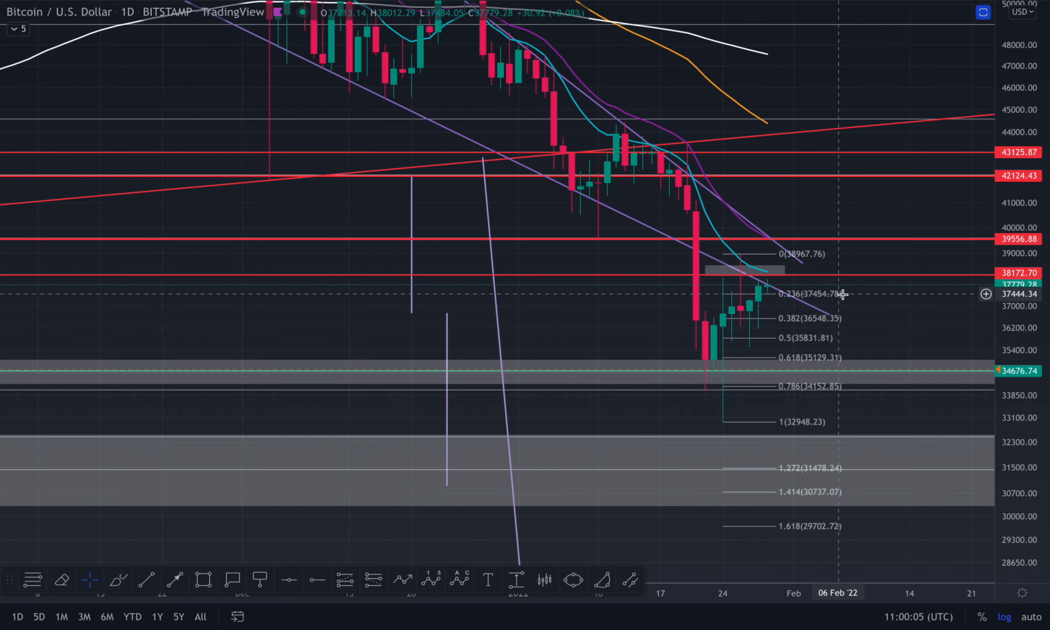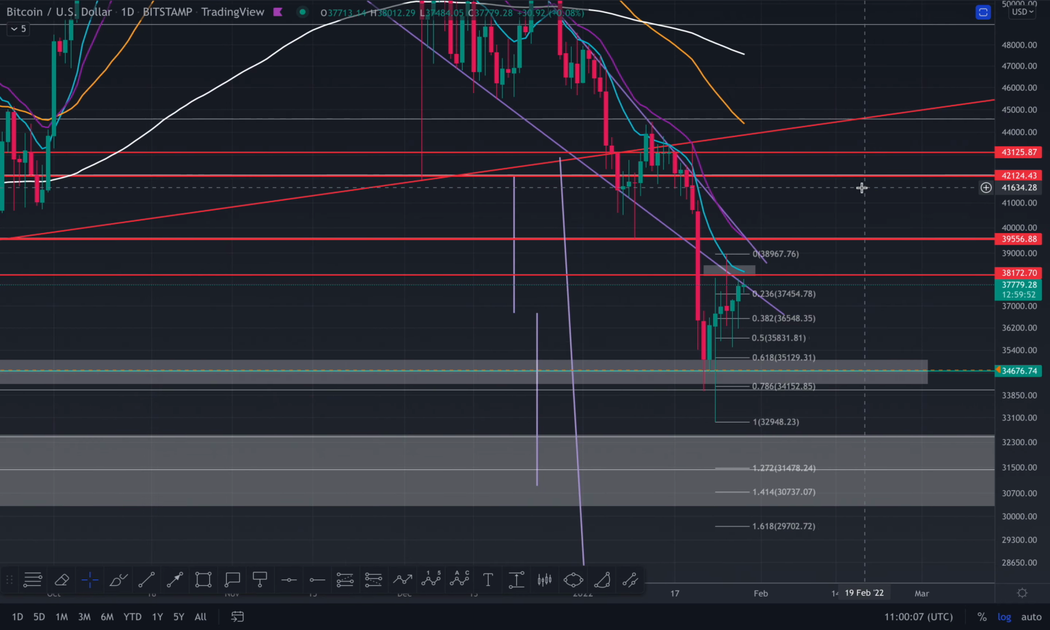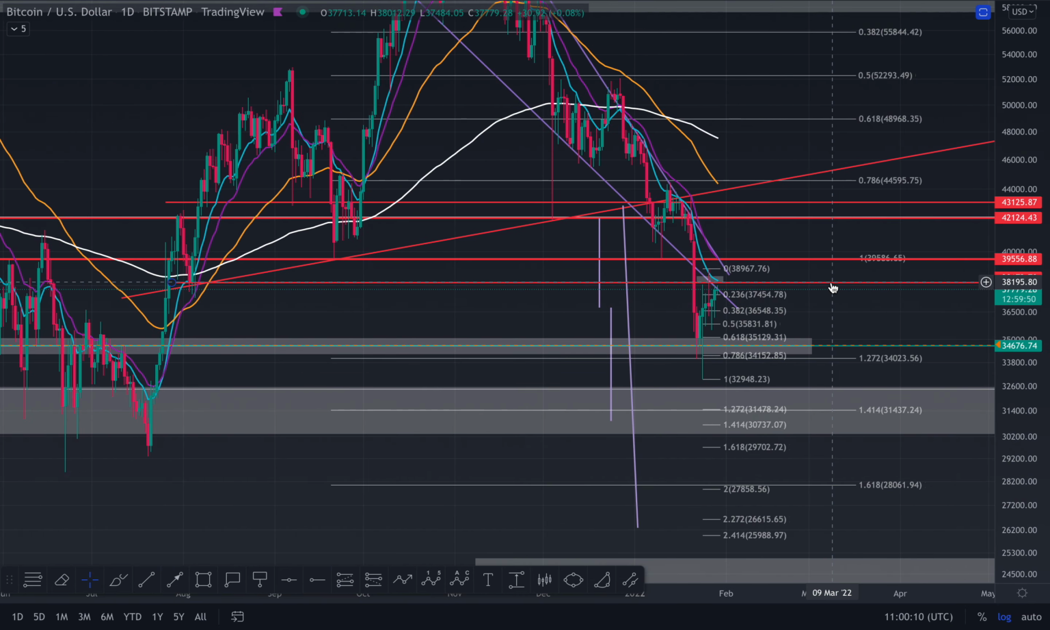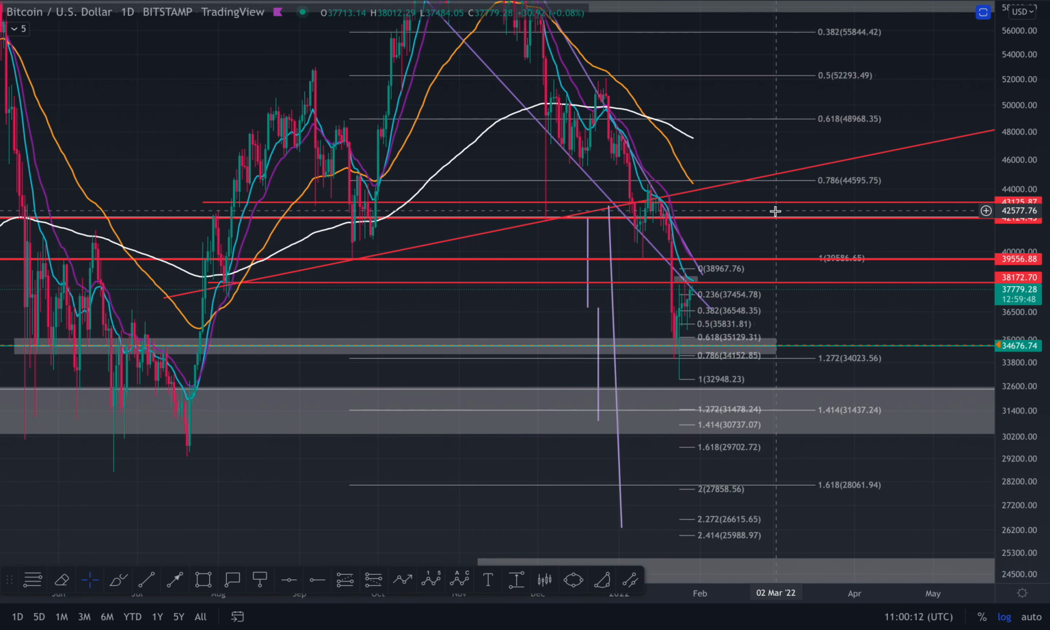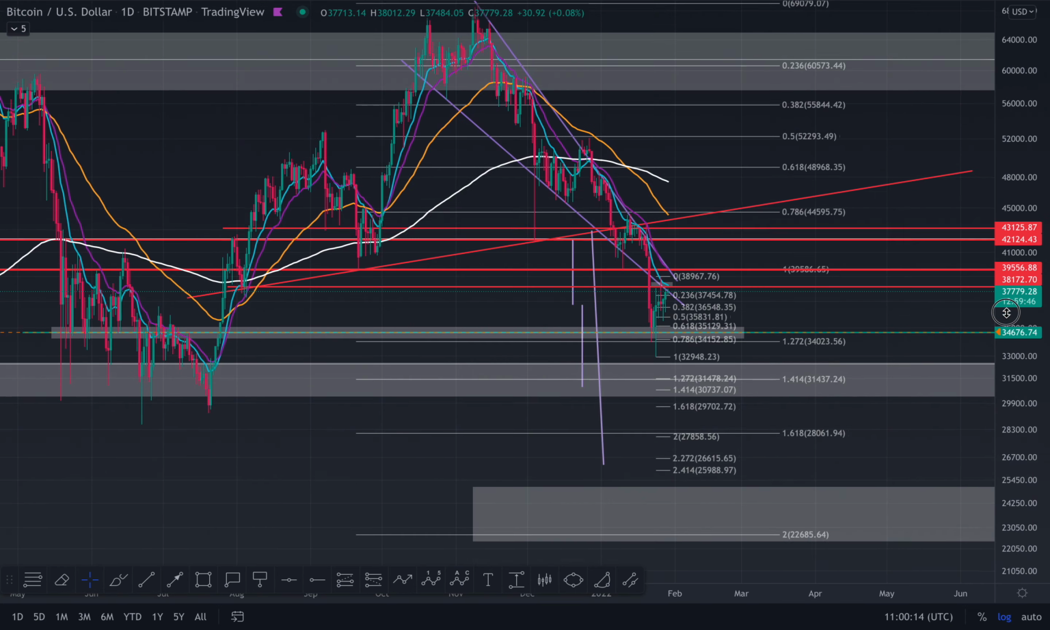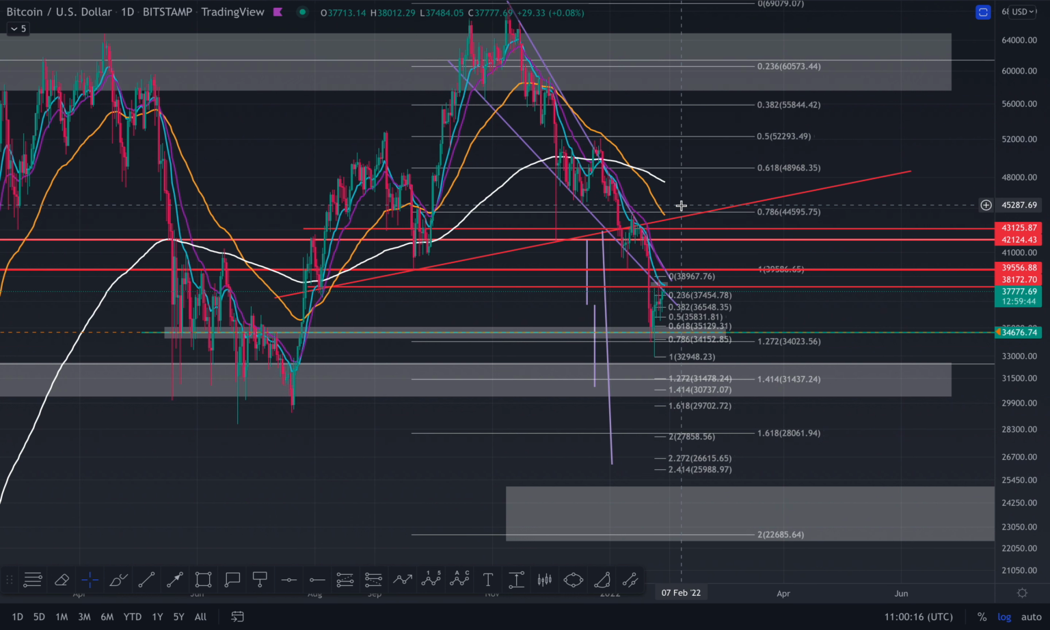I wouldn't be bullish until we're above 39k, up to 42k. But even if we do flip 43k into support, we still have that head and shoulders neckline that we need to worry about.